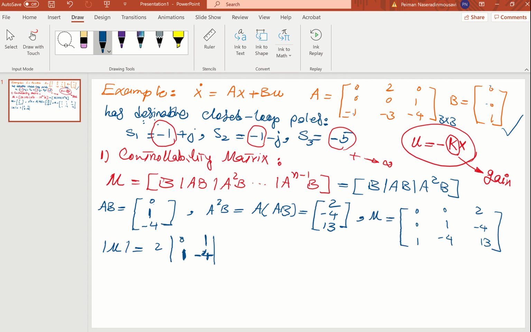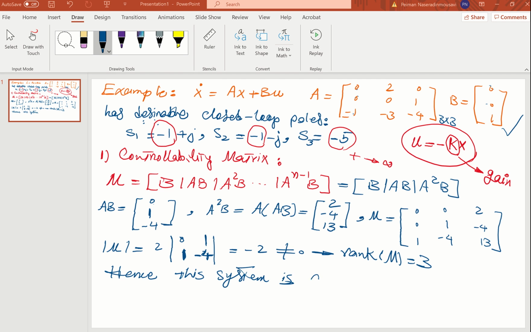So the determinant of this matrix is going to be -2, which is not 0. So the rank of this controllability matrix, as I taught you several times, is going to be 3. So hence you can say this system is controllable. So step 1, as I mentioned in the previous class, is done.